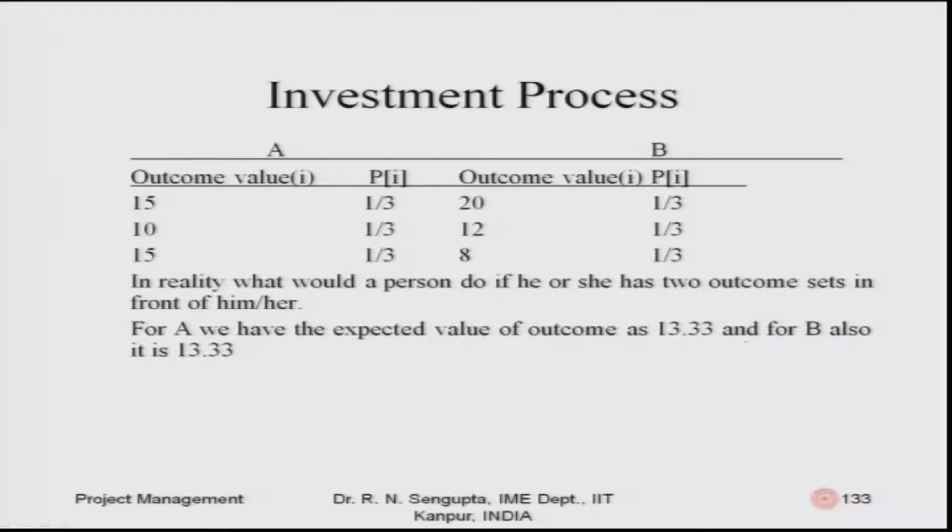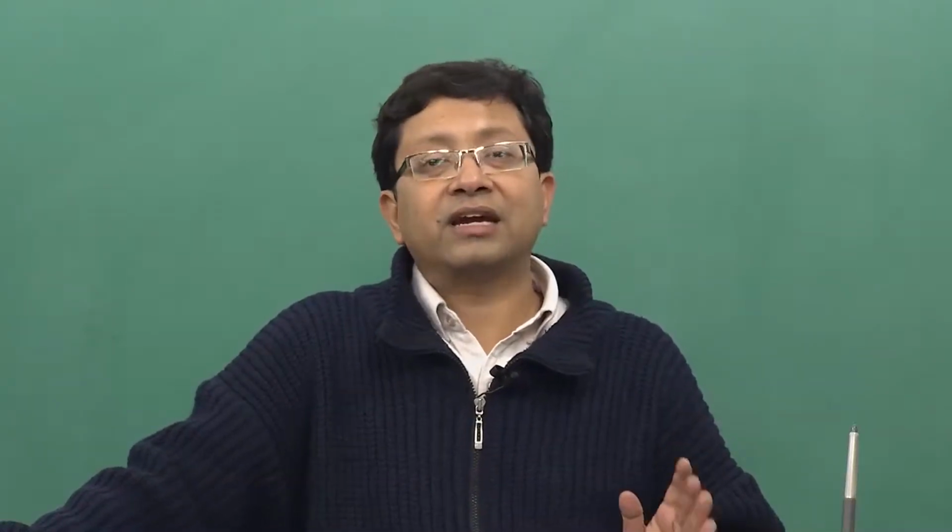Similarly, if you do it for B, again it is 20 plus 12 plus 8 which is again 40 divided by 3. Because 1 by 3 is constant, the values are 13.33 for both cases, which means that from the point of view of the picture given in front of you, you as a person would be indifferent between decision A and decision B, or project A and project B.